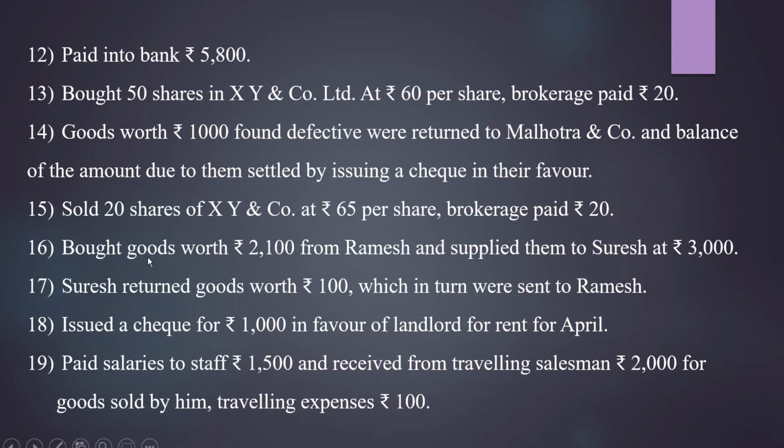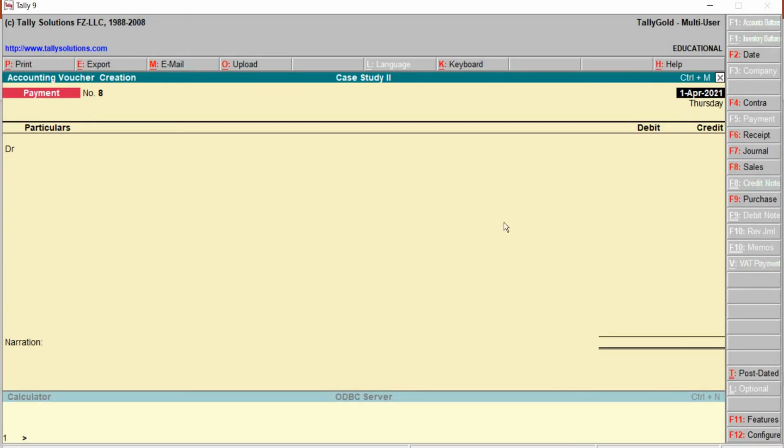Next transaction, bought goods worth rupees 2100 from Ramesh and supplied them to Suresh at rupees 3000. There are two entries. One has to be done under the purchase voucher. The other one has to be done under the sales voucher. Now select the purchase voucher. The shortcut key is function key F9.